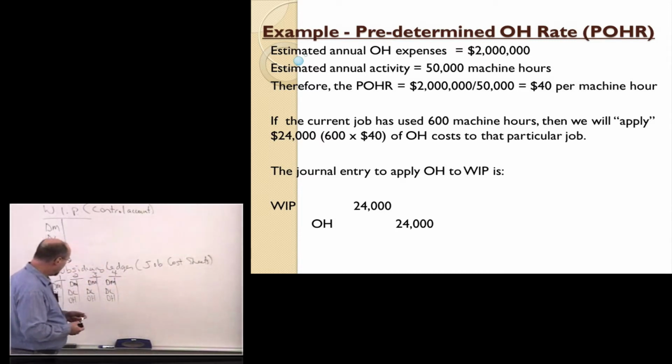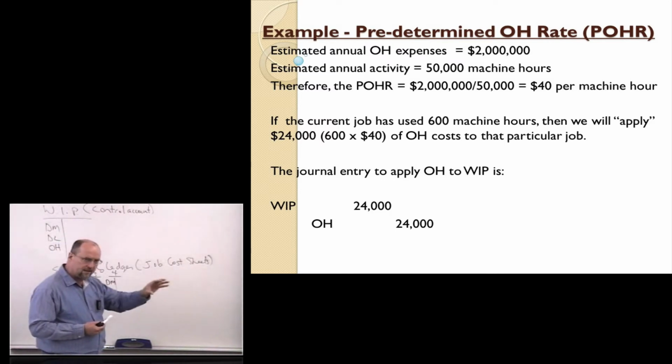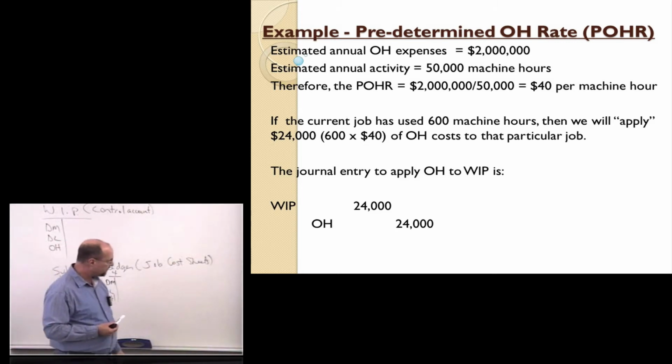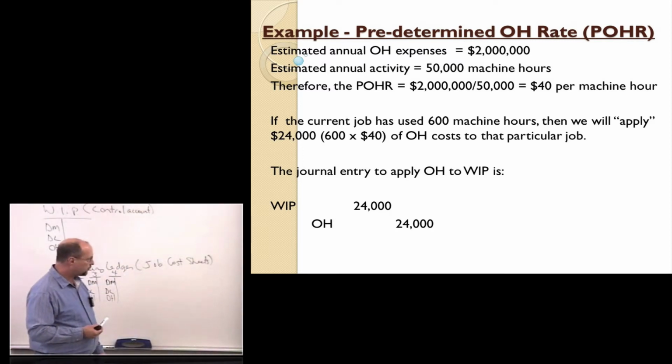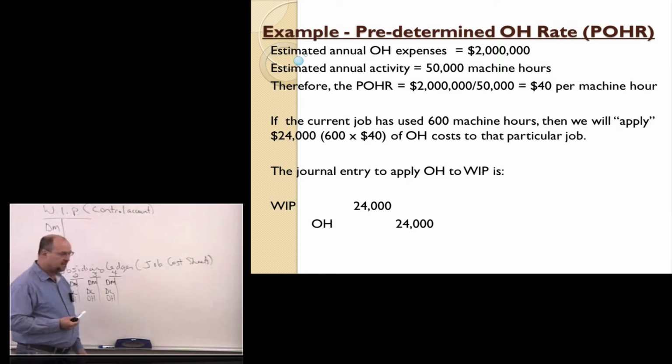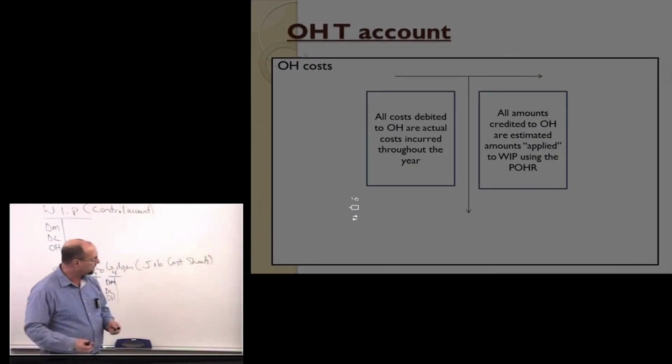Because remember, each job has 3 product costs: direct materials, direct labor, and overhead. So we're talking about overhead here. If the current job that we're working on has used 600 machine hours, then we will apply, which means transfer or assign $24,000, which is 600 hours times the $40 per machine hour. We're going to charge that particular job $24,000. Here's our journal entry. Debit work in process, credit the overhead account. I'm going to go back to the previous slide right here.